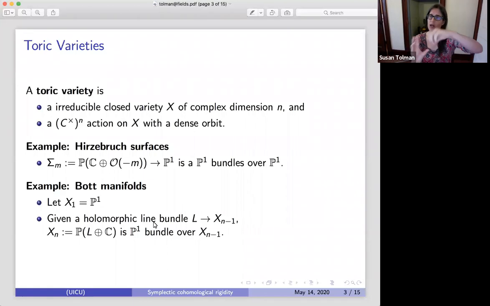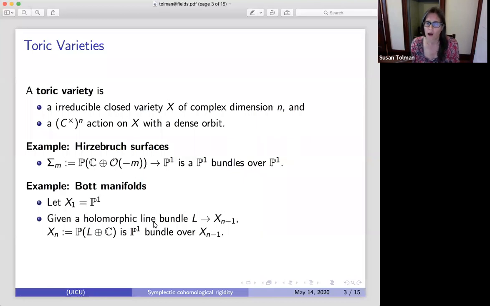So we can act on P1, obviously, by spinning it, a natural C-cross action. We can lift that action to the line bundle O of negative M, and then that gives us an action on the vector space when we sum with C, and then it gives us an action on the projectivization. So that's one of the actions. And the other action is you just spin the two line bundles in each fiber. So just a fiber-wise spinning. So that gives us a 2-torus action.